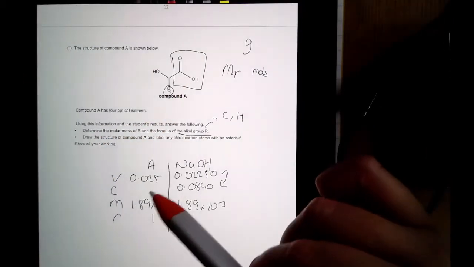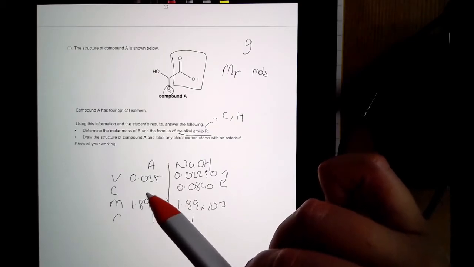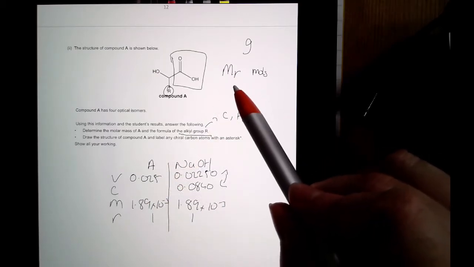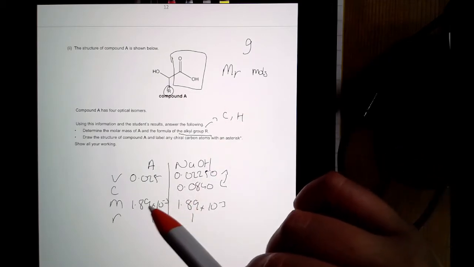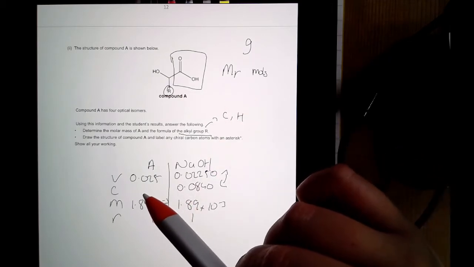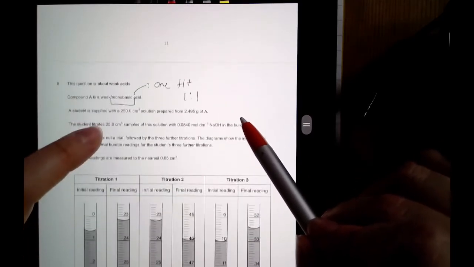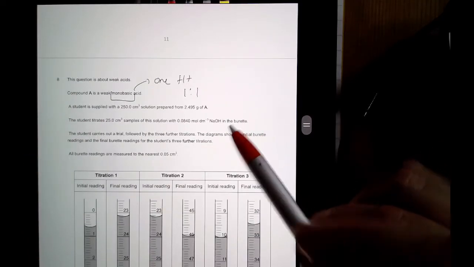I'm not asked for the concentration of A, so I could fill in the rest of this table, but it's not going to get me the marks. I'm asked for the formula mass. Well, that's what I need to find out. I've already calculated moles. I don't need to calculate concentration. And earlier on in the question, I've been given grams. So at first glance, I have everything I need to find formula mass.